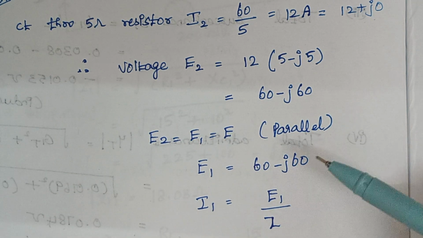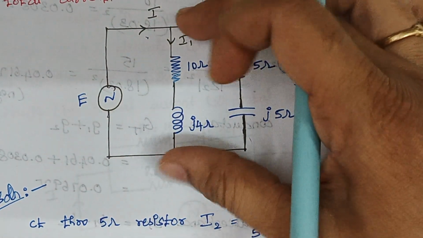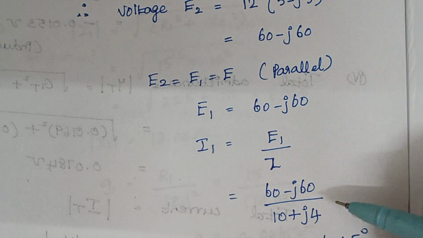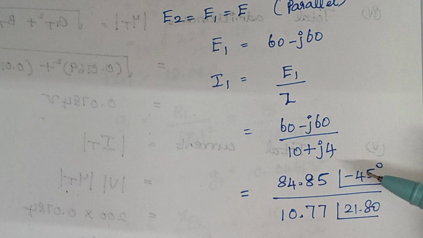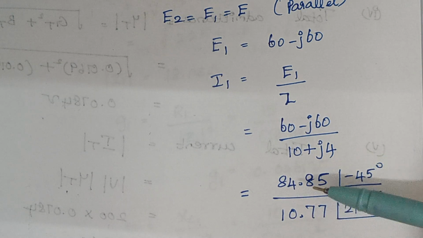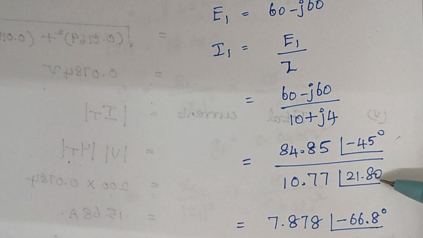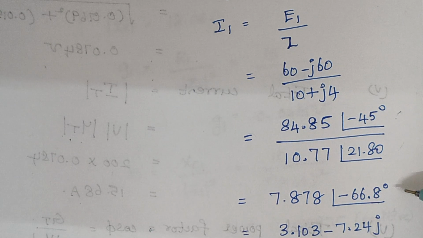How to calculate I1? Again E1 by Z. We know the value of E1, and what is the value of Z here? The value of Z for this first part is 10 plus J4, right? Now we are going to convert this rectangular coordinate to polar form, so that our division becomes easier. So just divide these two numbers. That gives the answer as 7.878. Now I am going to move this angle to the top, and when you move this angle over here, this plus becomes minus. Therefore minus 45 degree minus 21.80 gives the answer as minus 66.8, right?